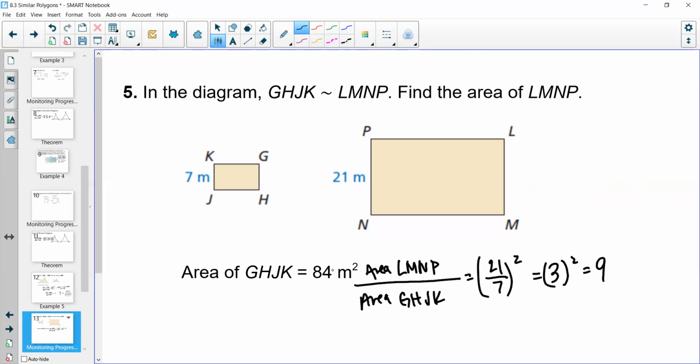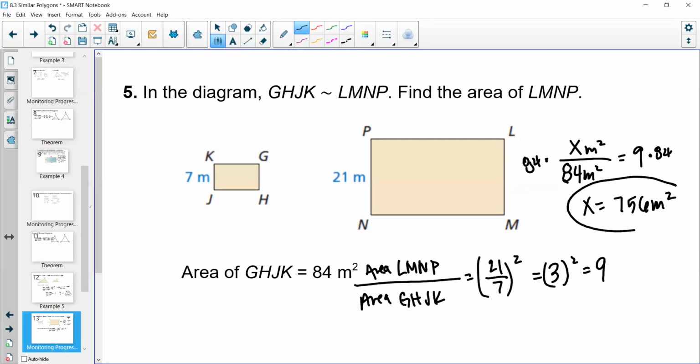So if the bottom here is 84, so if we have 84 meters squared, and we're trying to figure out what this is, x meters squared equals 9. How can I solve for x? Well, I can multiply both sides by 84. And we can get x all by itself. And what we end up seeing is that the area of this other shape is 756 meters squared. So that is how we can use that property there.